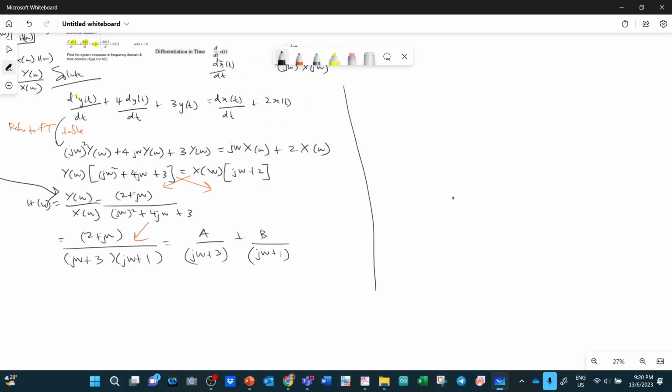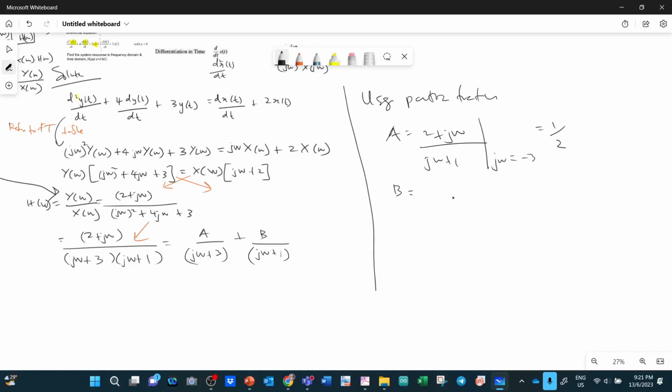So using partial fraction, for A we have 2 plus j omega, cross that over here, so you have j omega plus 1, whereby j omega equals minus 3. So what do you get, A? Anyone? One over 2. Okay, good. One over 2.